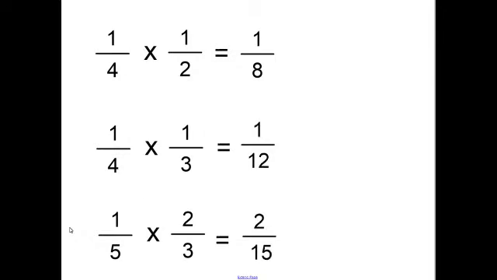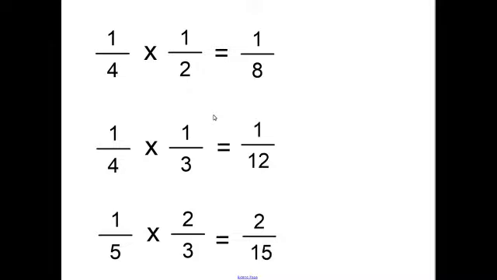So if we have a look at some of the multiplications of fractions we had in the last video, we've got 1/4 multiplied by 1/2 equals 1/8, 1/4 multiplied by 1/3 equals 1/12, and 1/5 multiplied by 2/3 equals 2/15. And once again, if we look at these calculations and the numbers involved, we can see a pattern emerging, or the relationship between the numbers, which helps us with this method, although the method doesn't really tell us what's actually happening here.